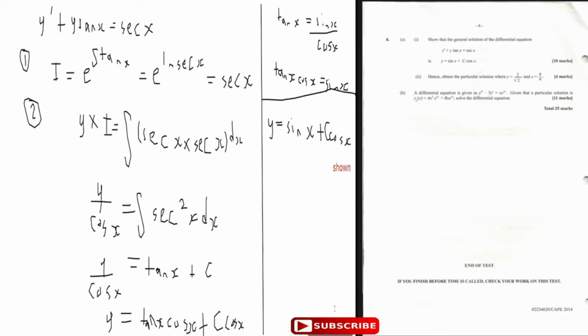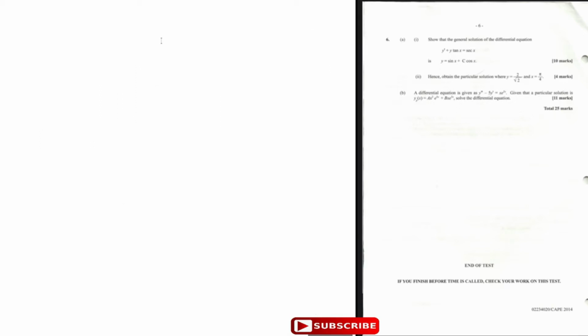What's the next part? It says, hence obtain a particular solution where y is 2 over root 2, and x is pi by 4. So it wants us to obtain a particular solution. We just found that y is equal to sine x plus c cos x. Now all you're going to do is find what is c. So when x is pi by 4, y is 2 over root 2.